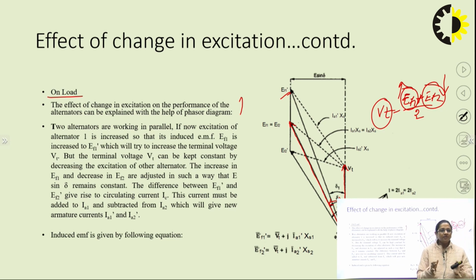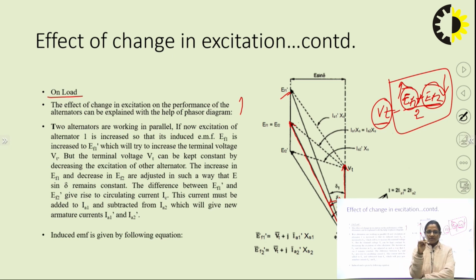So, what we conclude over here is, two alternators are connected in parallel. We increase the excitation of alternator 1. What happens with an increment in the excitation of alternator 1? There is an increment in the induced EMF of alternator 1. To restore the terminal voltage to a constant value, what do we have to do? As per this equation, we have to reduce the EMF EF2 such that the average of EF1 and EF2 remains constant at the level of voltage Vt, right?